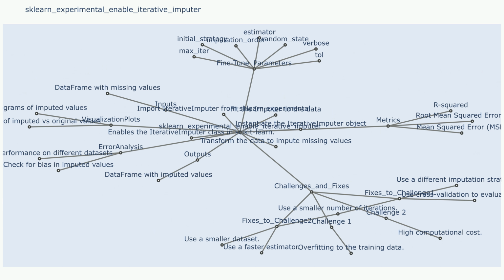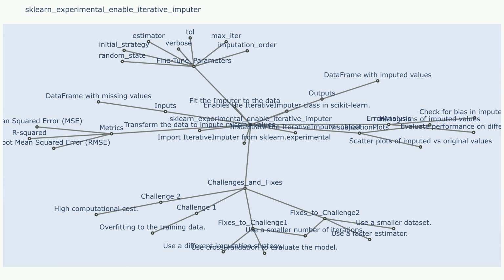Steps. Initialization. The iterative imputer initializes by assigning the input data to a temporary matrix. Iteration. The imputer then iteratively goes through each feature with missing values. For each feature, it selects the rows with complete data, i.e., no missing values in the current feature, and trains the chosen estimator using these rows.